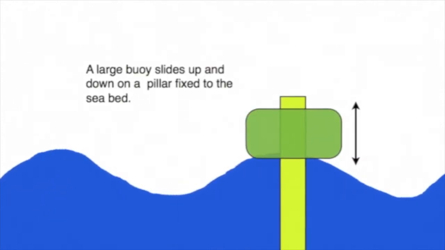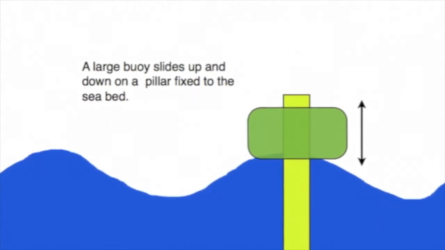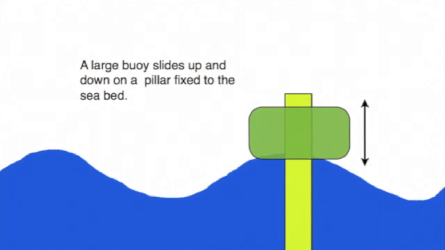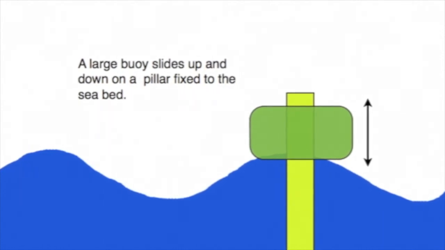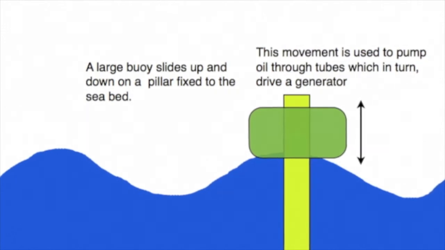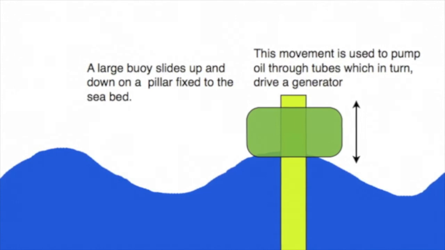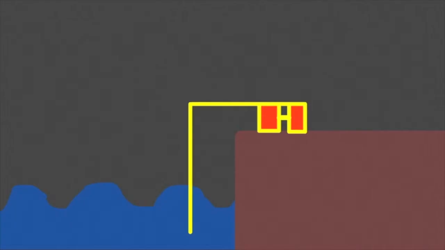Another system uses a large floating buoy, which slides up and down on a pillar as the waves pass underneath. The movement of this buoy is then also used to pump oil through a system of tubes and again to drive a generator. A shore-based system is potentially cheaper to build, avoids obstruction to shipping, and the costs of transmitting the electricity back to shore.